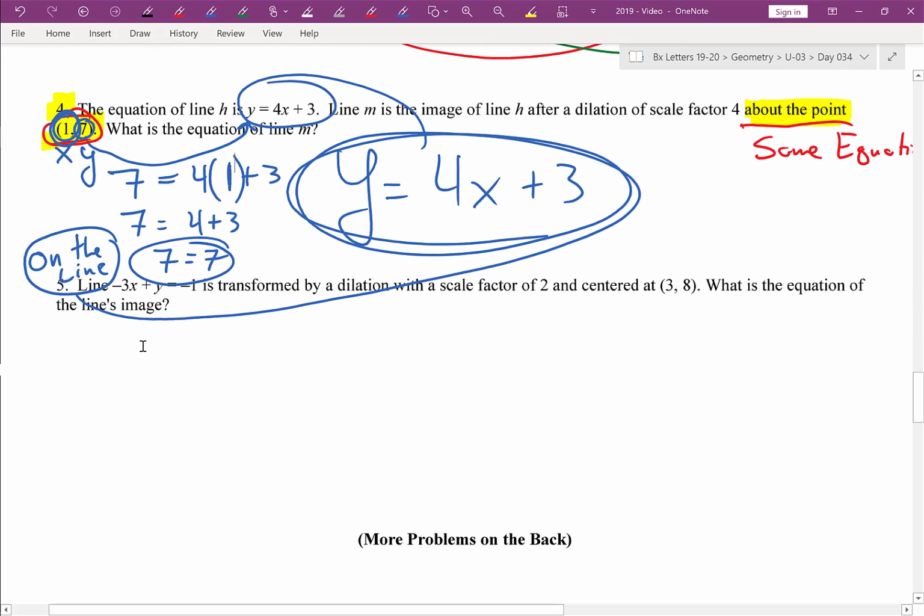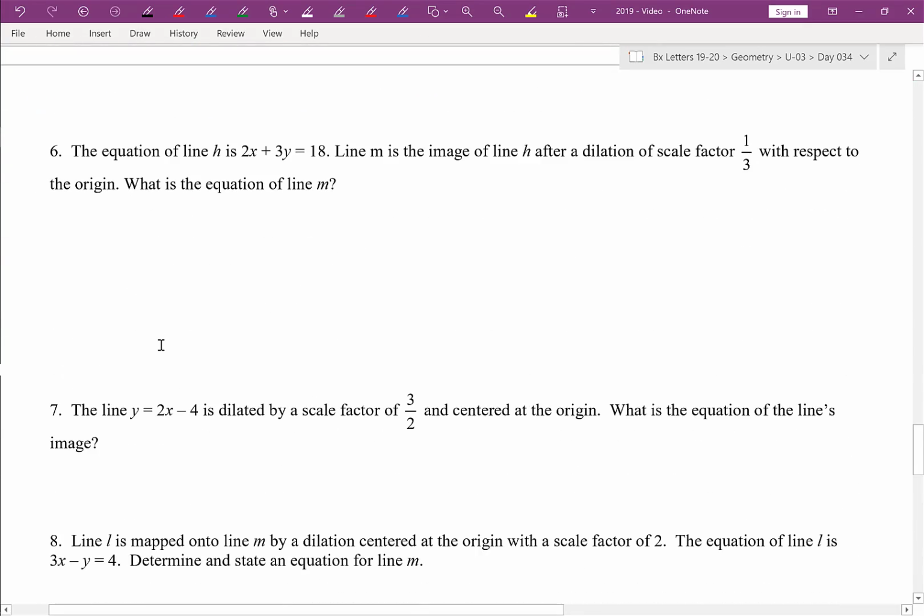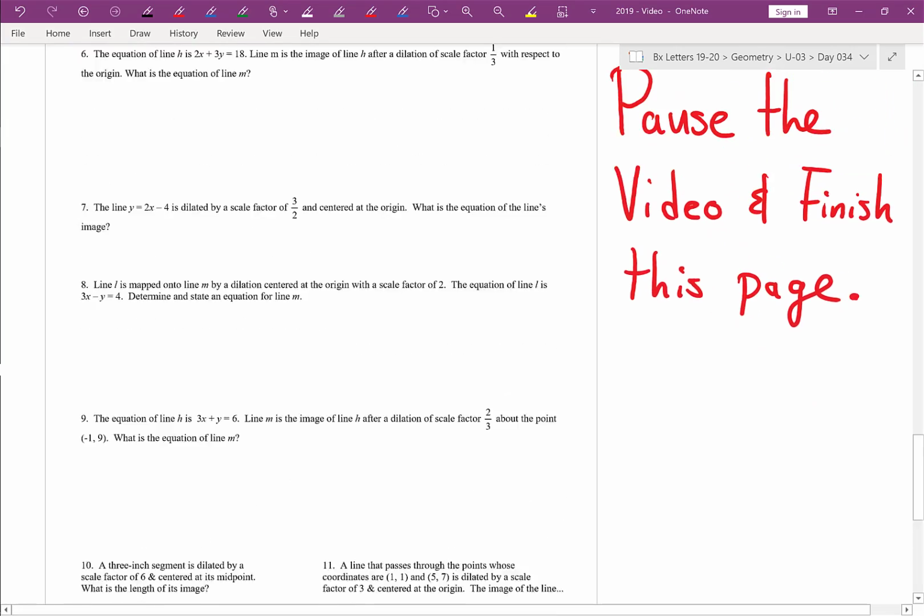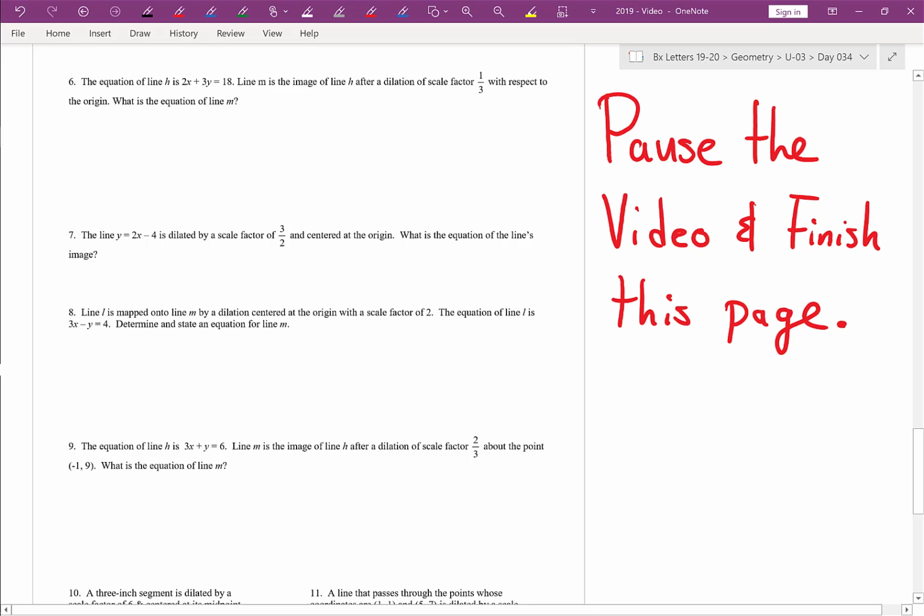Okay. You could try out number 5. And then at this point, you're going to pause the video, and you're going to finish the page.